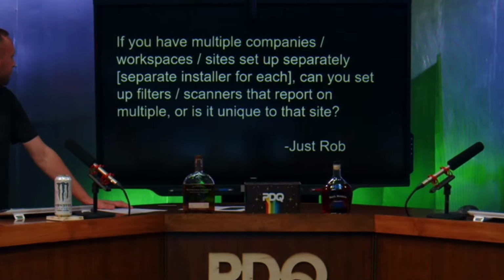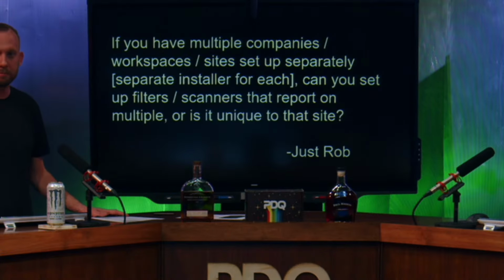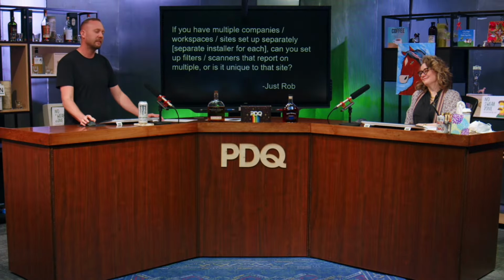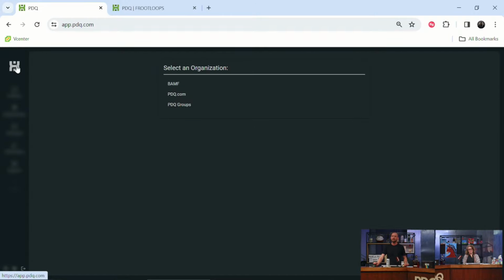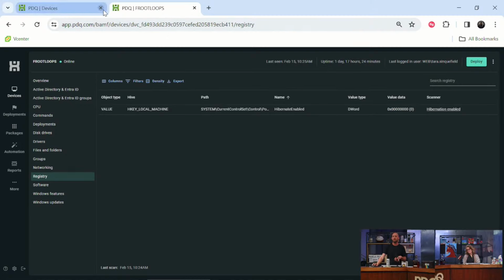If you have multiple companies, workspaces, and sites set up separately, with a separate installer for each, can you set up filters and scanners that report on multiple, or is it unique to that site? They are unique. Tara here has access to a couple of different organizations inside of PDQ, and when you build something in an organization, it's there for that organization. I think your best bet here is to do what I did with Fruit Loops: a duplicate tab and then a quick copy paste between the two and rebuild those.